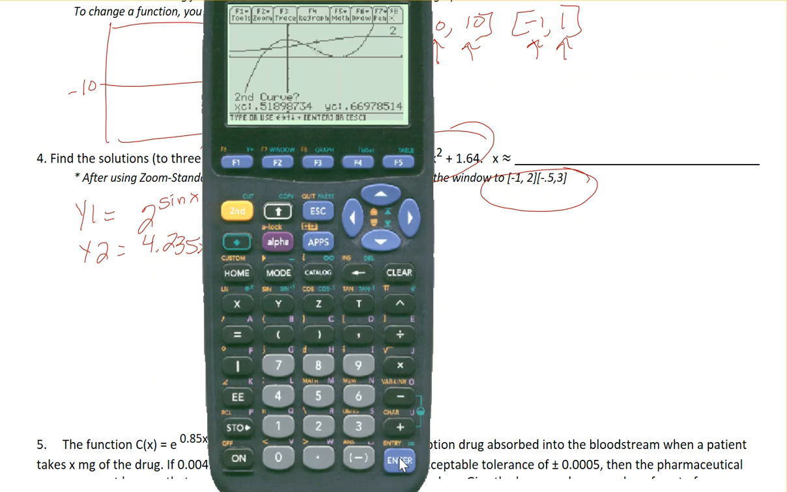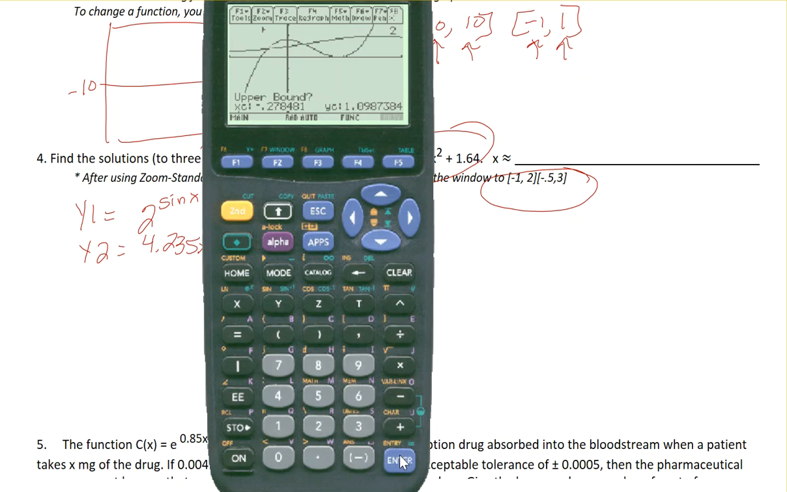And then the cursor jumps to y2. Is that the other function we're interested in? And it's our only function here. So yes, we'll hit enter. If we wanted y3, we would use the up or down arrow. All right. And now we are asked for a lower bound. So if I want to do this one first, I'm just using the left arrow to get below the intersection, just like we did for the 0. And I hit enter. And then I right arrow to answer the upper bound.